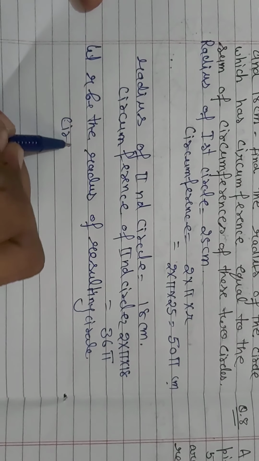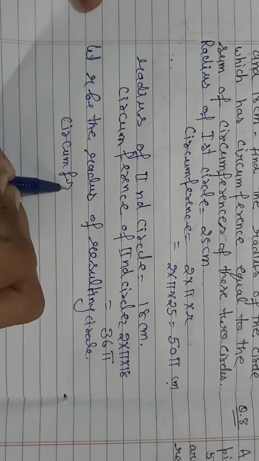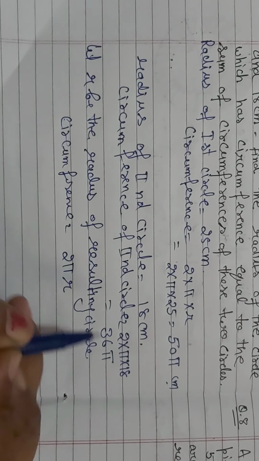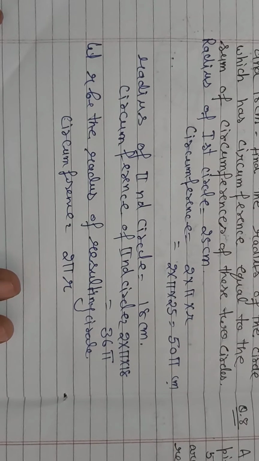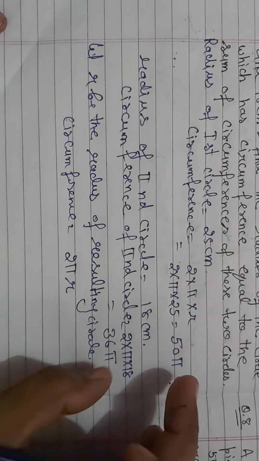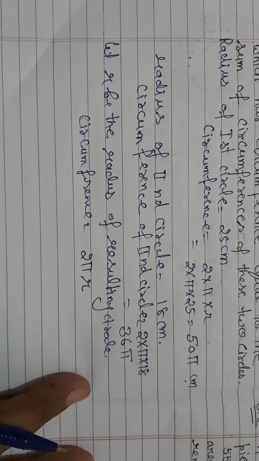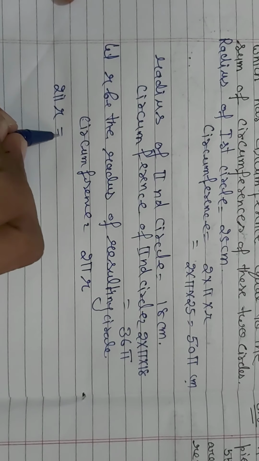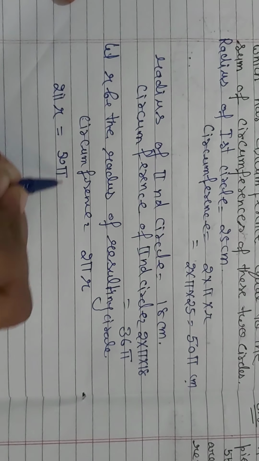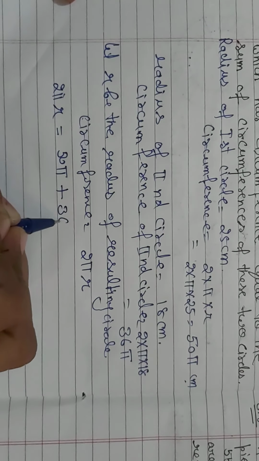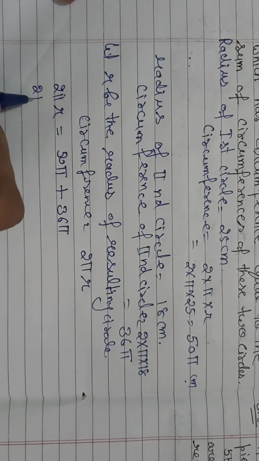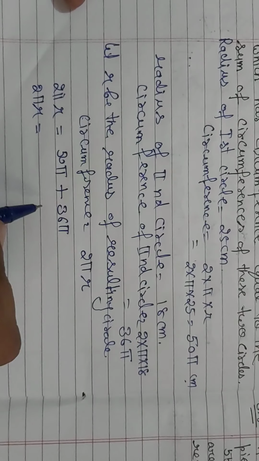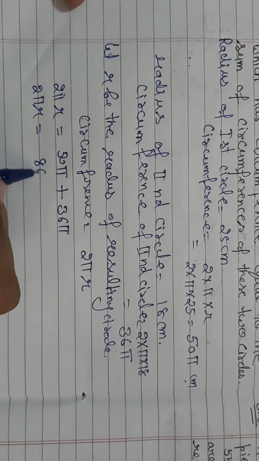Then the circumference of this circle is 2 pi r. But there is a relation between these circumferences. This is equal to the sum of both the circumferences, that is, 2 pi r equal to 50 pi plus 36 pi. So 2 pi r equal to 86 pi.